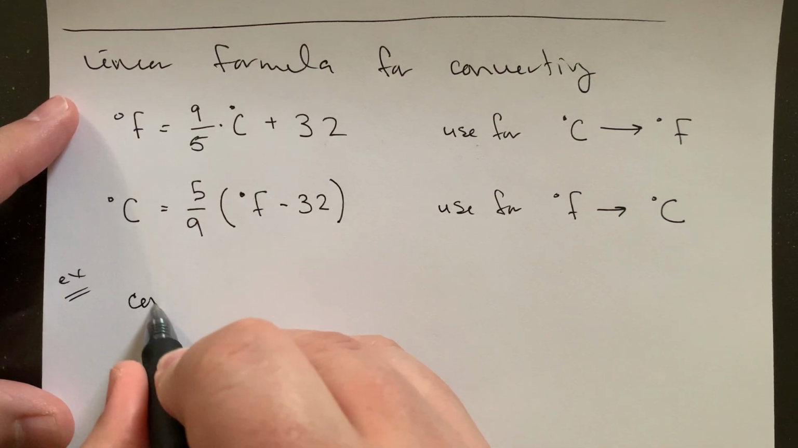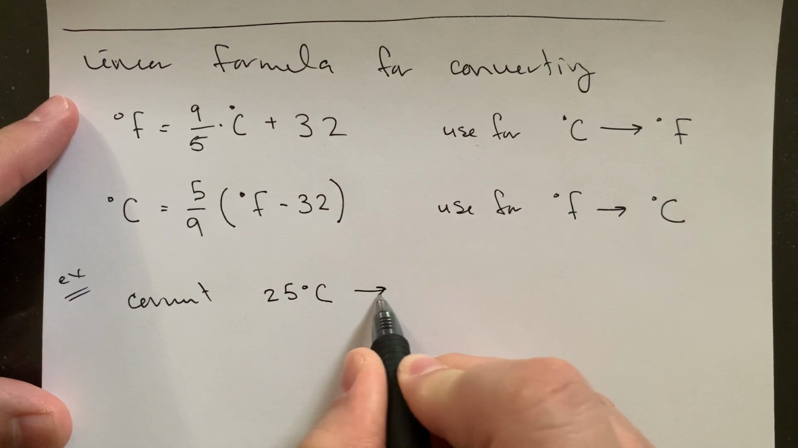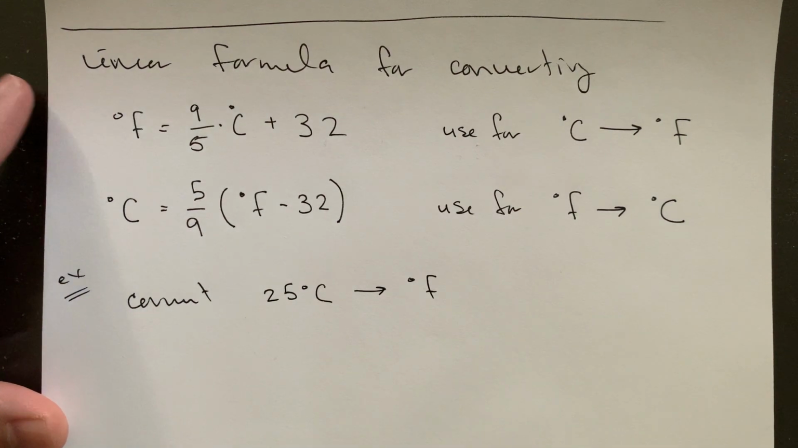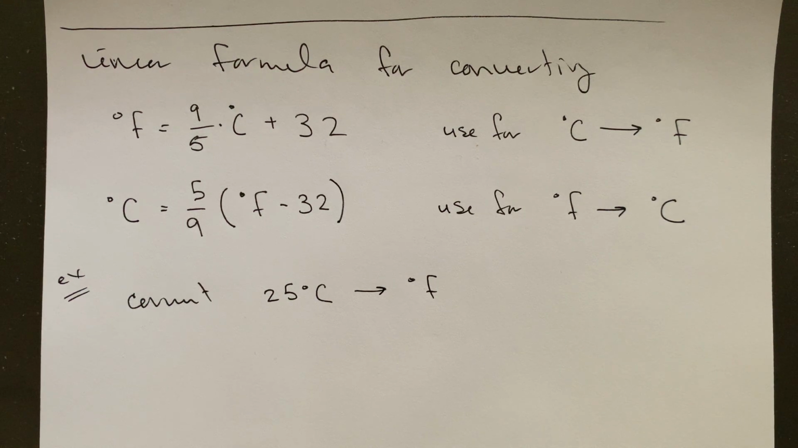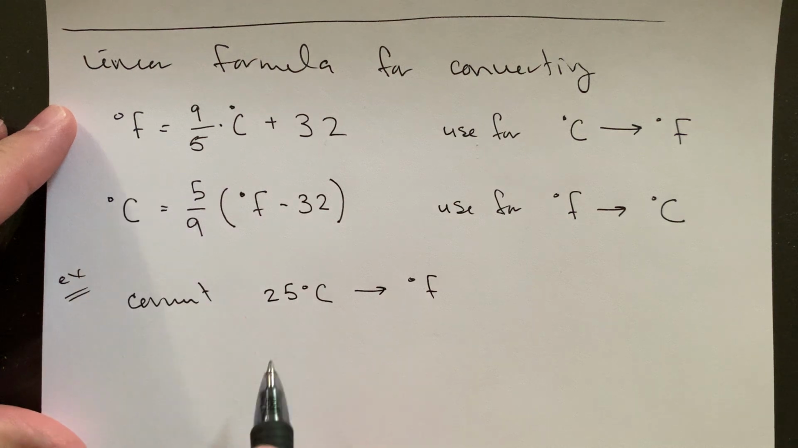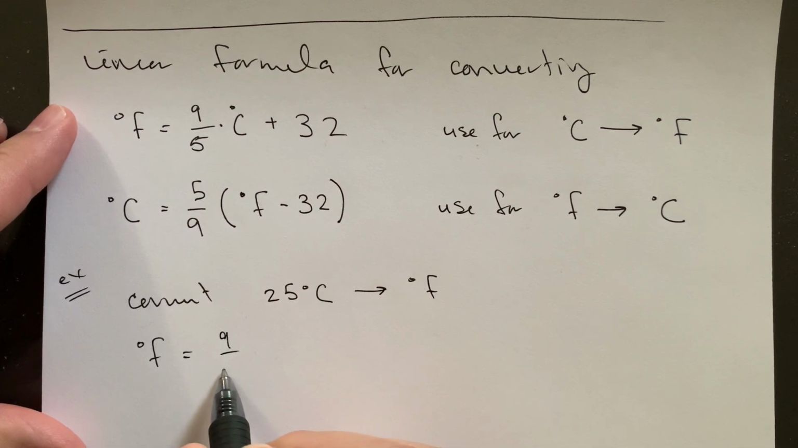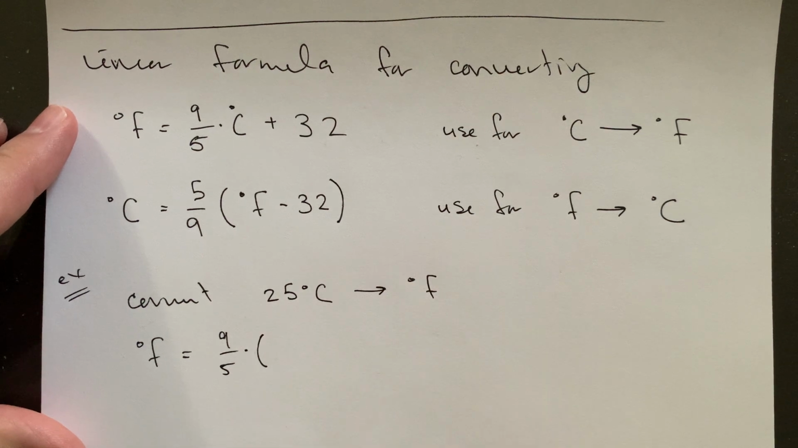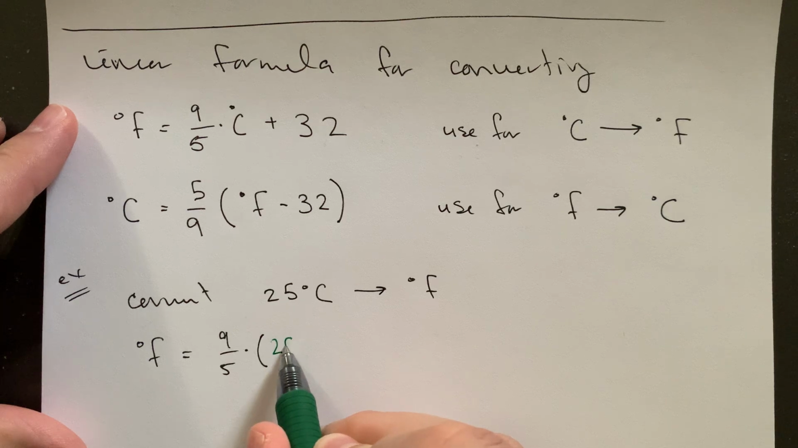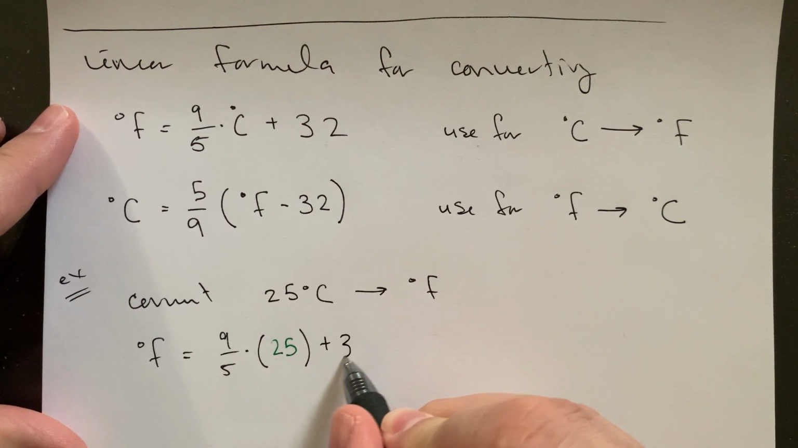So let's convert 25 degrees Celsius into degrees Fahrenheit. I want to go Celsius to Fahrenheit, so we'll use this formula, right? So that's degrees Fahrenheit. So 9 over 5, so times degrees Celsius. So I'm just going to sub in my 25 there. Right? And that whole thing is plus 32.